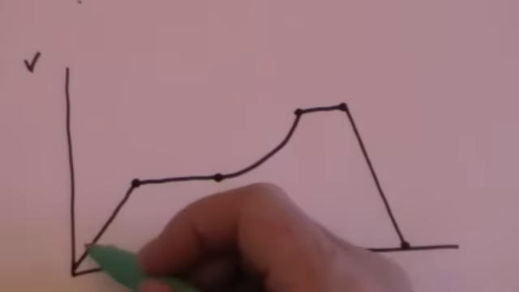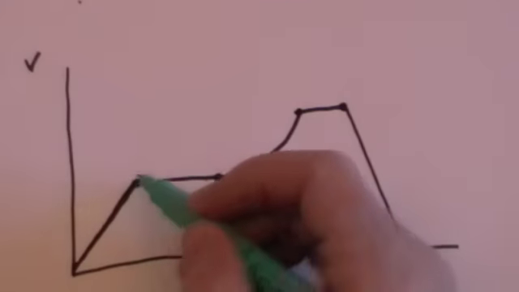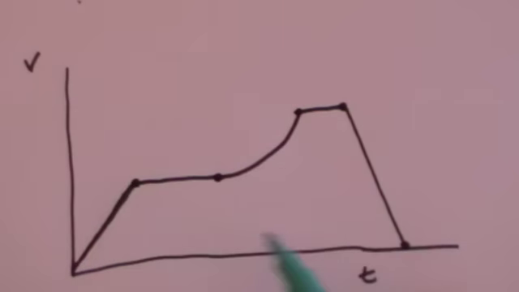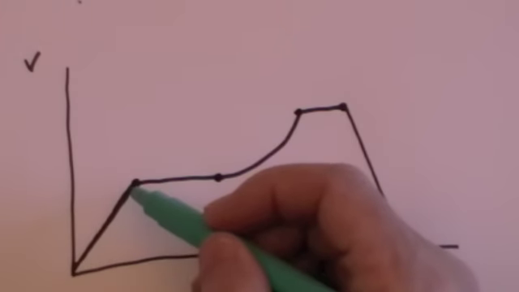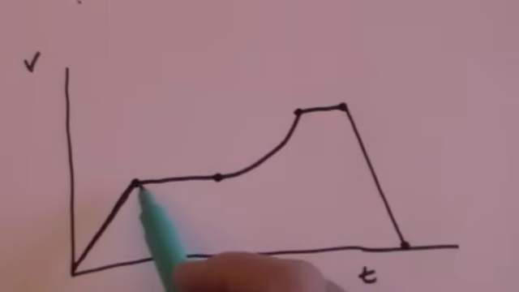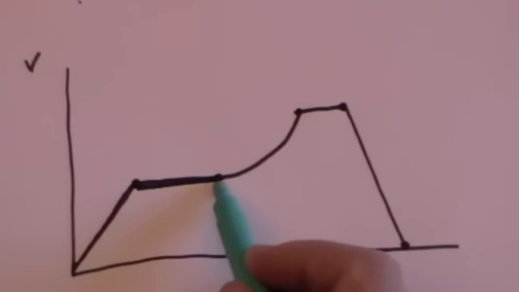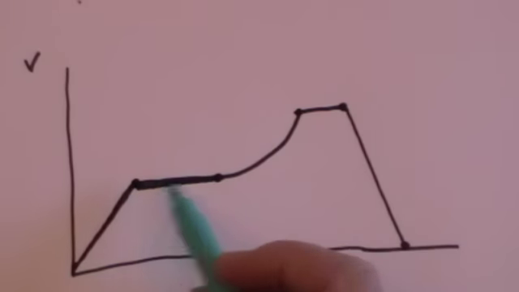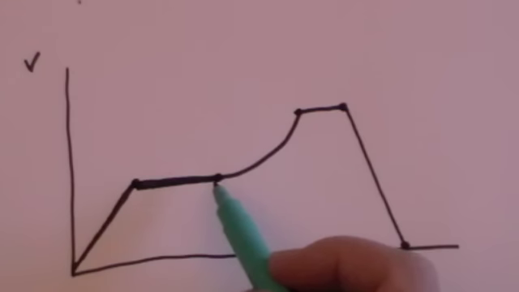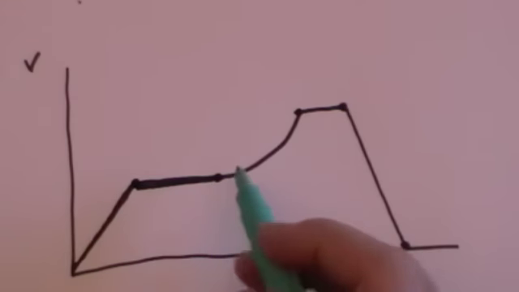What does this mean? This means acceleration, because we're changing velocity with time. That's a constant acceleration because it's a straight line. Here, there is no change of velocity as time goes by. That does not mean we're standing still. It means we're travelling at a constant velocity or a constant speed.